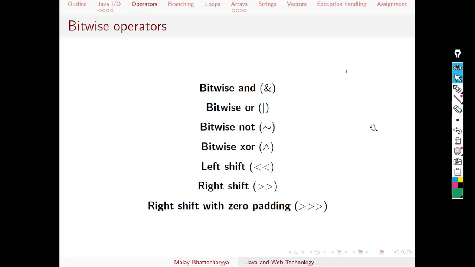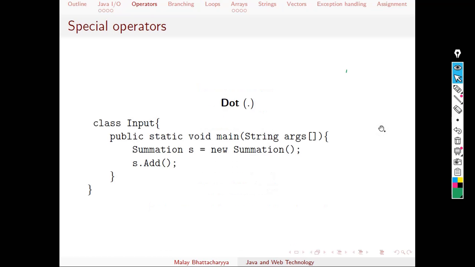So these are the bitwise operators that are available. We don't have any use for them, we generally don't use them. So this is a special operator, the dot operator, also called member access operator, used to access some member of a class using the object of that particular class. So S is an object of class summation, and the method add from this class summation is accessed using this dot operator.